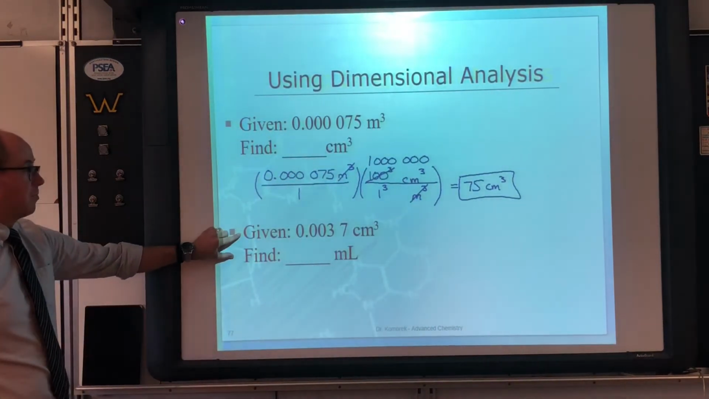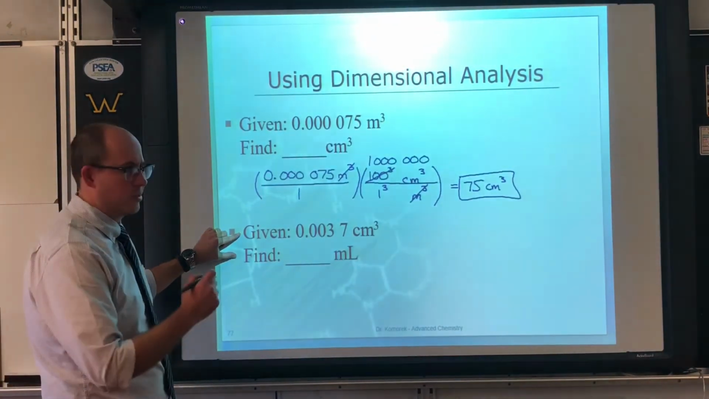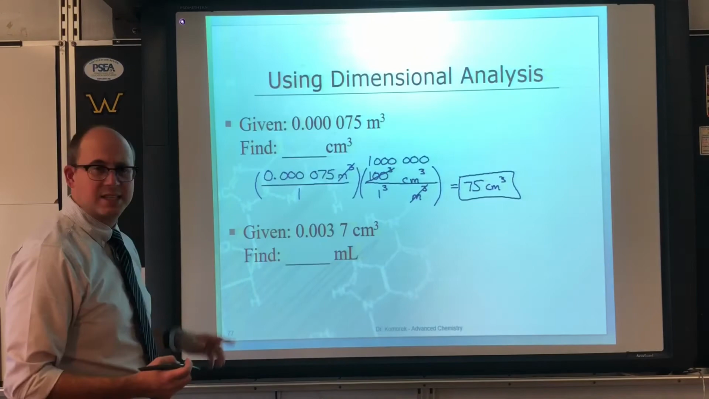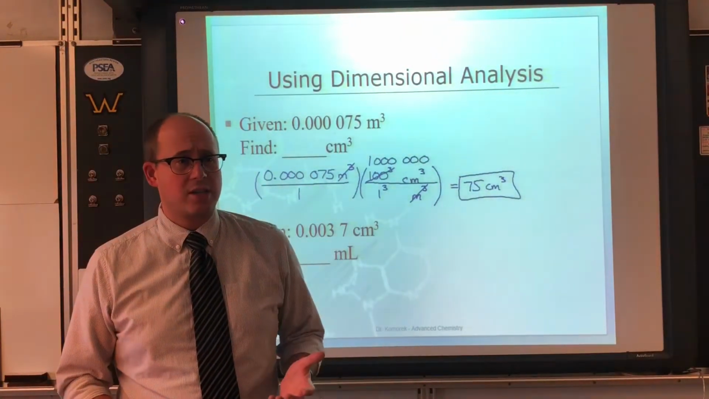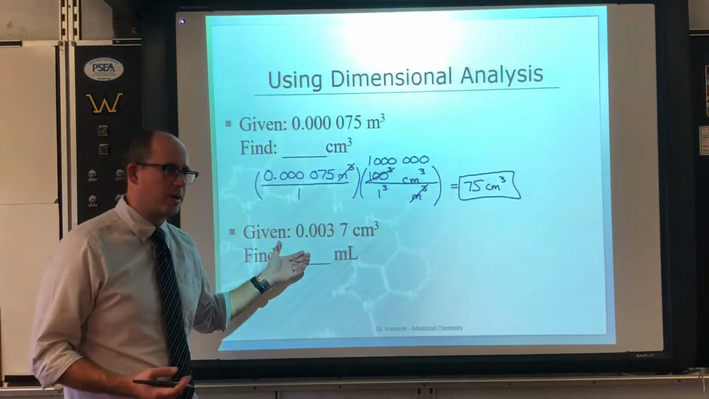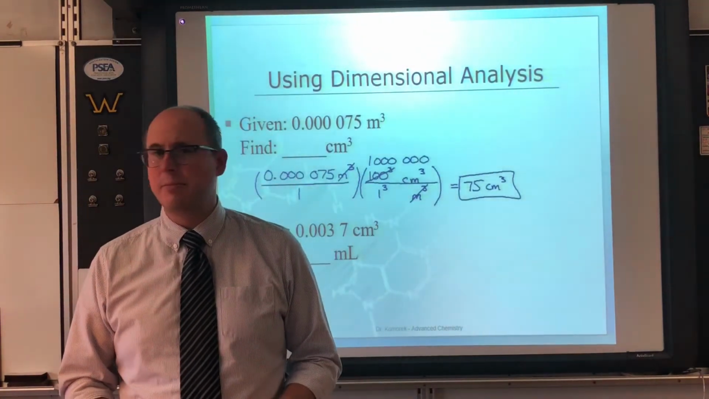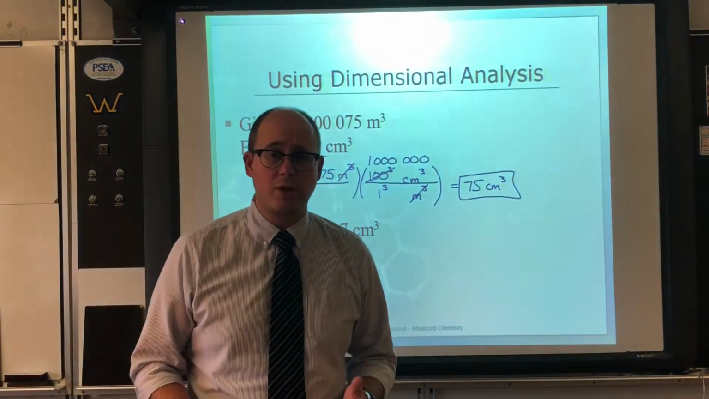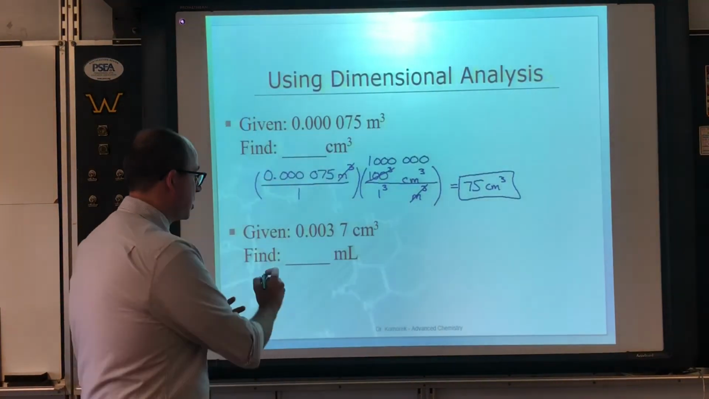In the next example, centimeters cubed to milliliters, we use the relationship I just gave you, and it says that cubic centimeters and milliliters are the same thing. So if they are the same thing, then our answer will be the same. So why even do any dimensional analysis? The answer is dimensional analysis is not just about numbers, it's about working with units. So we try to set up everything in a way that the units cancel.